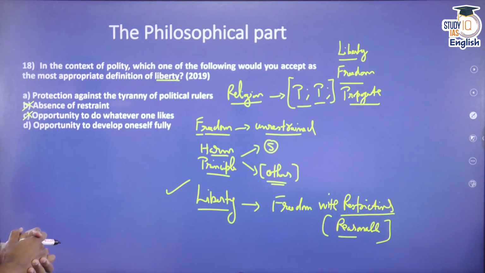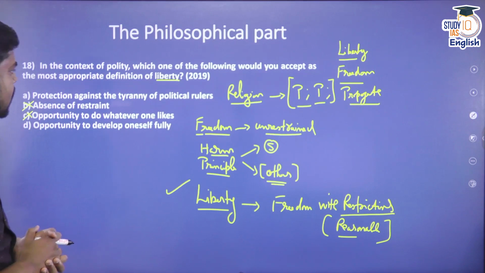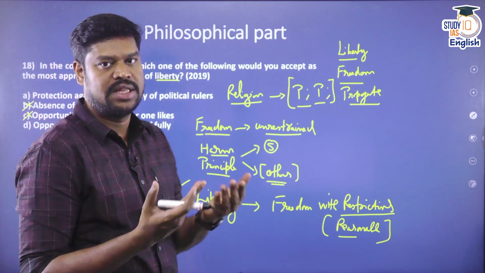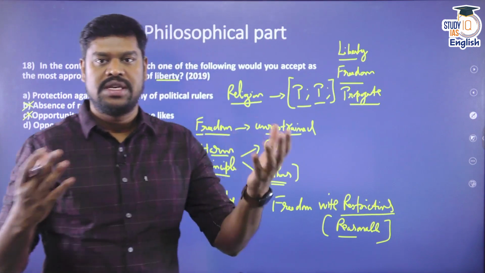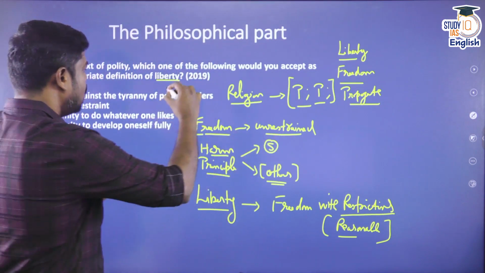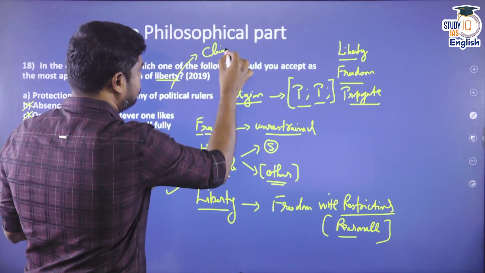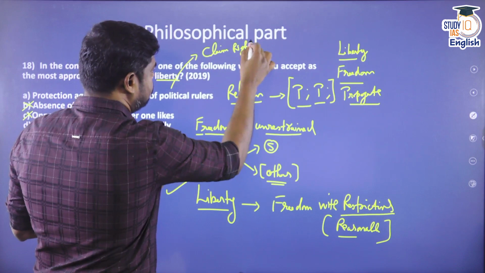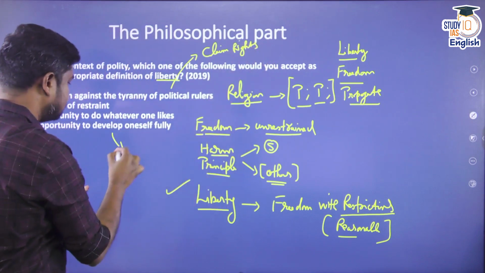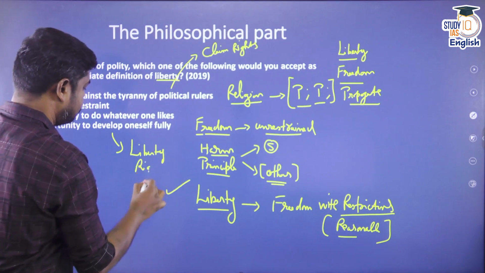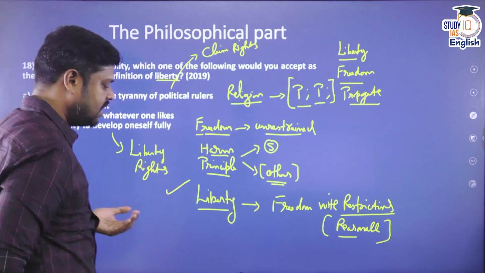Why is that option D? For that you will have to understand rights further. Whatever claim we have, rights are nothing but the claim we have, which we exercise through the liberty that we have. Now rights can be further divided into claim rights, and there is something called liberty rights. So what are liberty rights and claim rights?